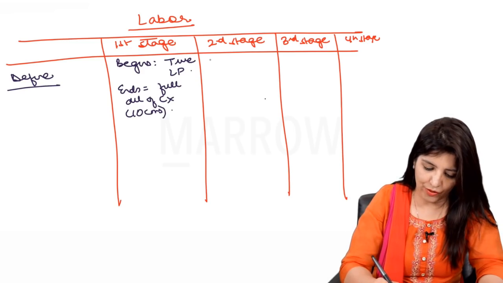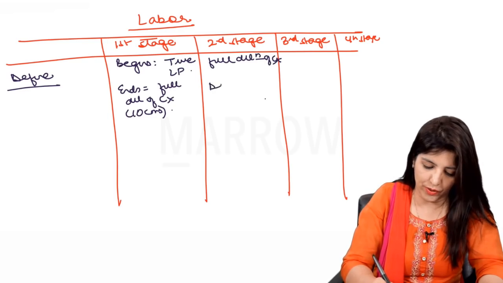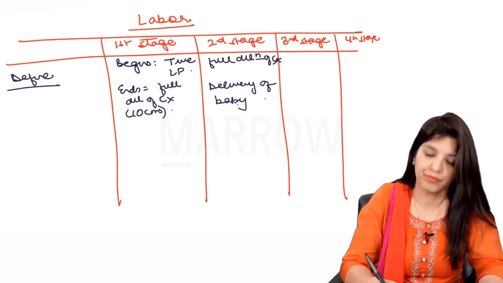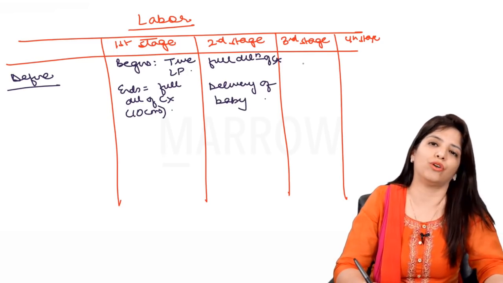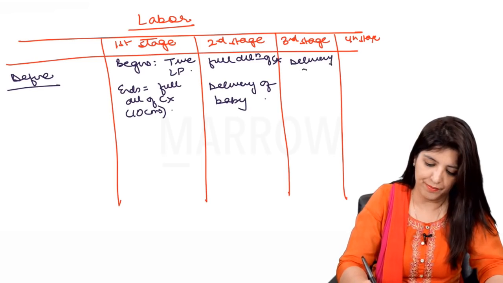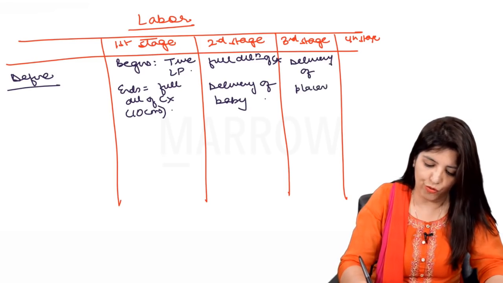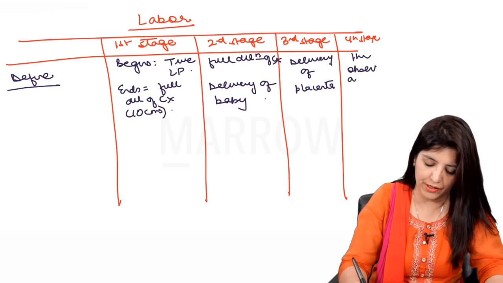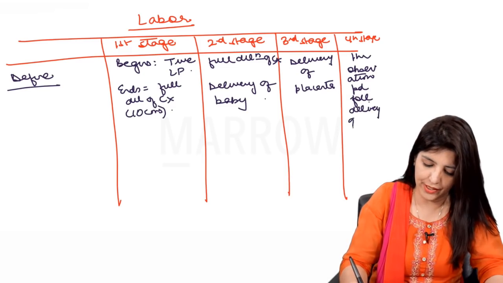Now, second stage of labor will begin with full dilatation of the cervix and it will end with the delivery of the baby, right? Third stage, all of us know, it's basically concerned with the delivery of the placenta. And fourth stage is 1 hour observation period following the delivery of the placenta, right?